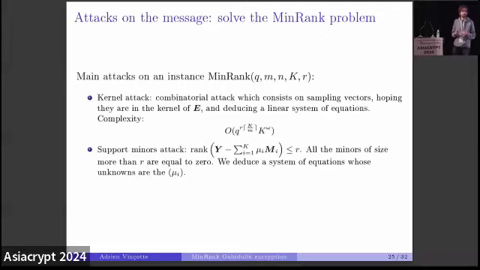The first is a combinatorial attack, the kernel attack. You sample random vectors, and you hope that all your vectors belong to the kernel of the error. If that's the case, you can deduce E by solving a linear system of equations. The second is an algebraic attack, the support minors attack. You have a matrix which has rank less than or equal to R, so all the minors of size larger than R are equal to 0. So you can deduce a multivariate system of equations whose unknowns are the mu_i, and you can solve it to retrieve them.